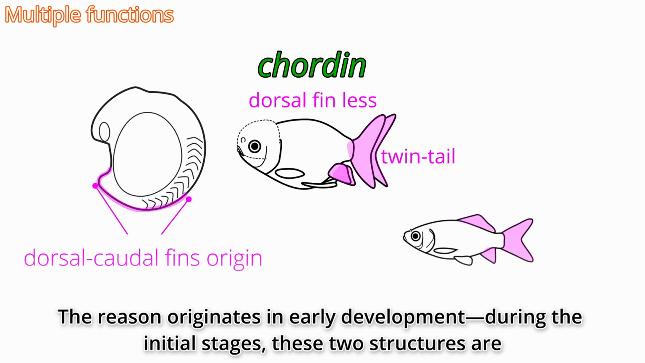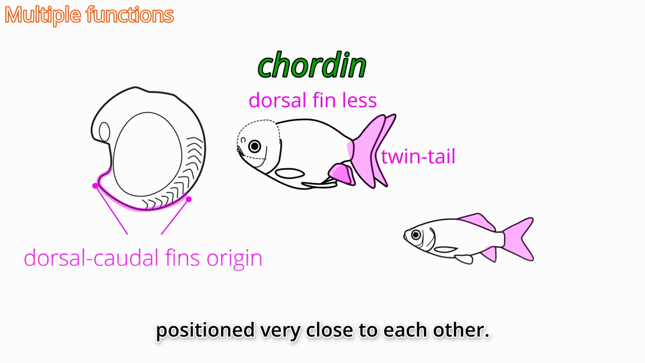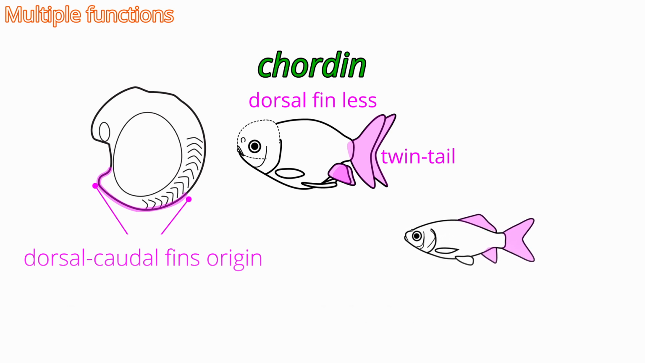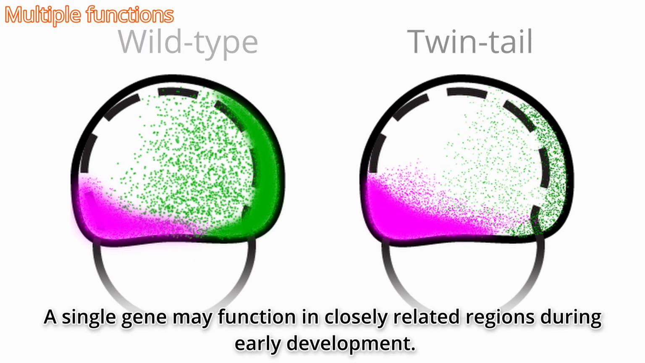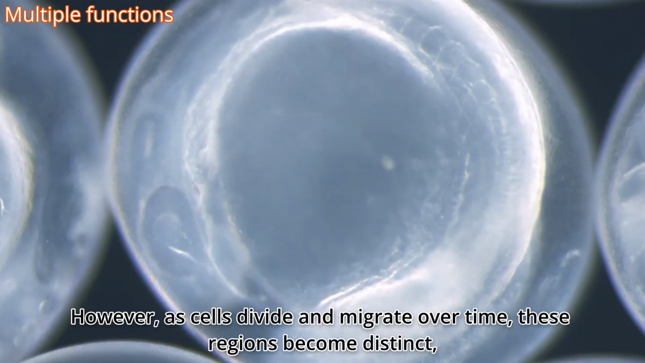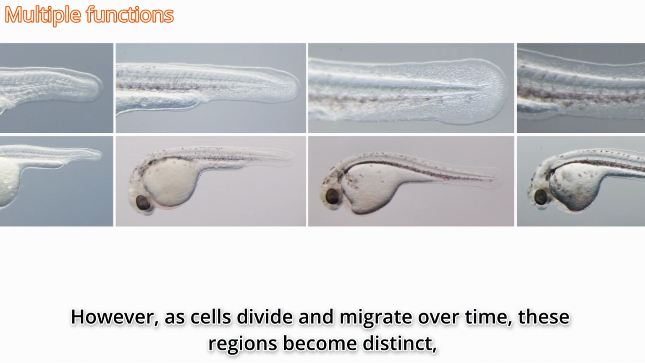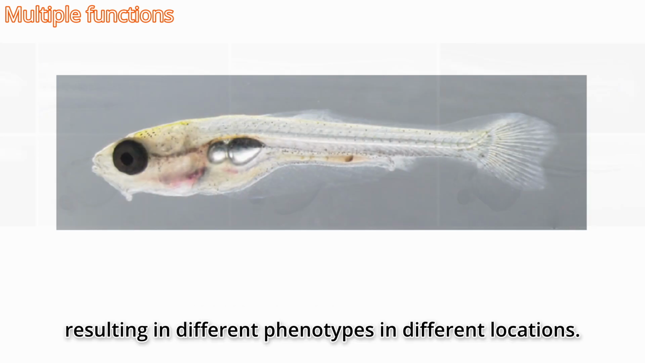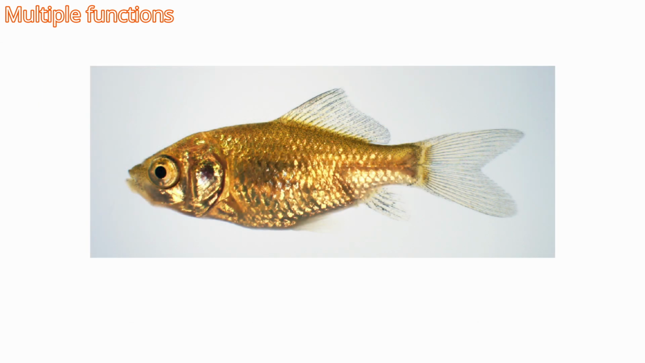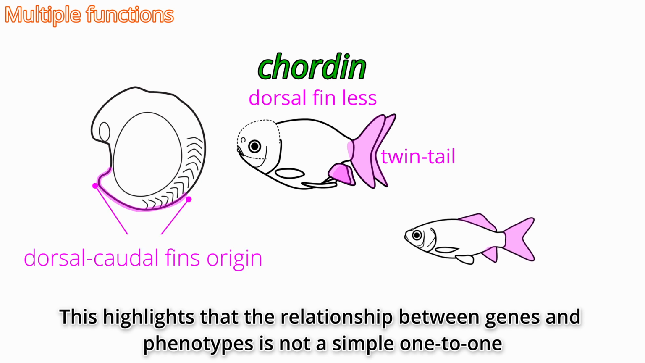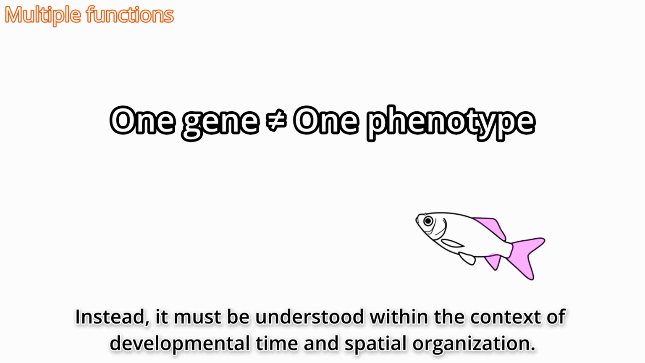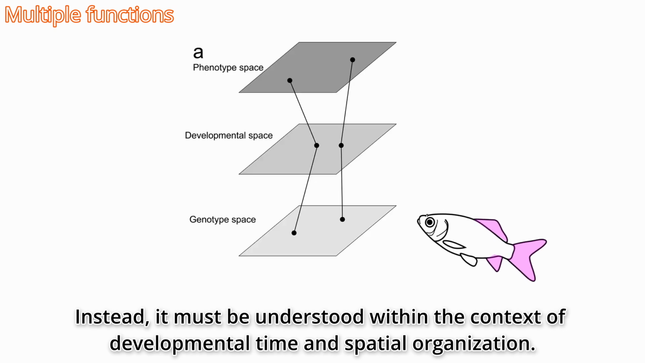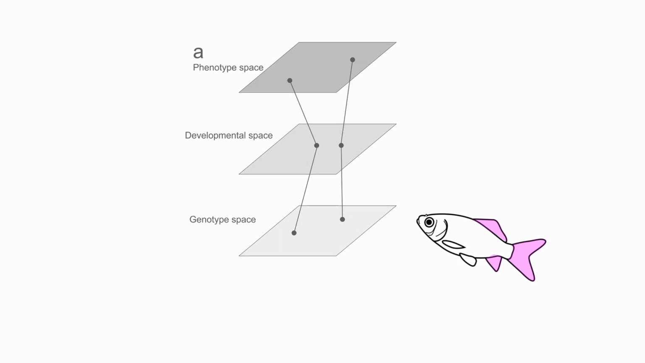During the initial stage, these two structures are positioned very close to each other. A single gene may function in closely related regions during early development. However, as the cells divide and migrate over time, these regions become distinct, resulting in different phenotypes in different locations. This highlights that the relationship between genes and phenotypes is not a simple one-to-one correspondence. Instead, it must be understood within the context of developmental time and spatial organization.